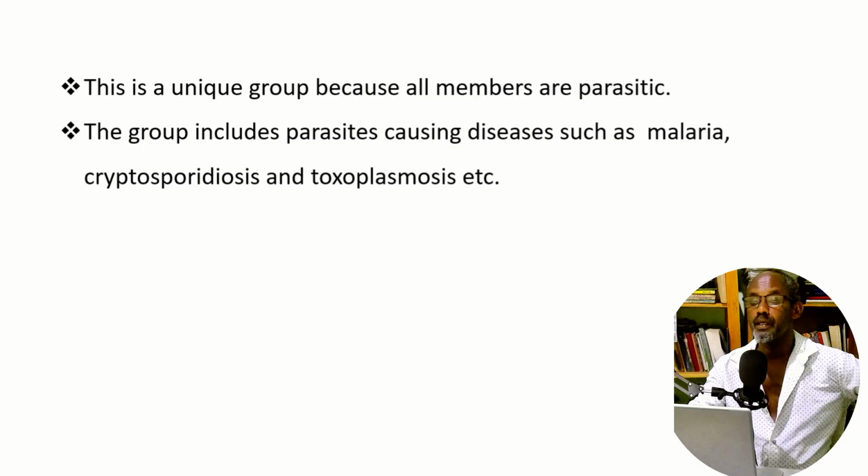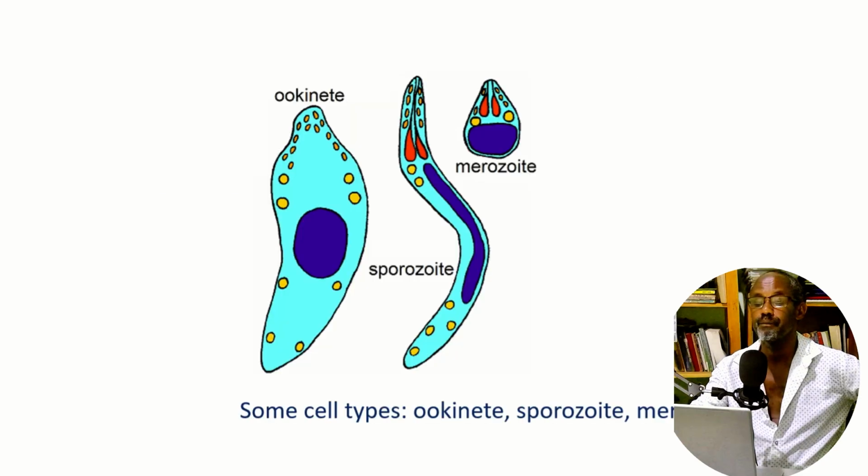The group includes parasites causing diseases such as malaria, cryptosporidiosis, toxoplasmosis. These are serious, fatal diseases. Especially malaria is the number 1 killer in the tropical and subtropical regions, including sub-Saharan Africa.